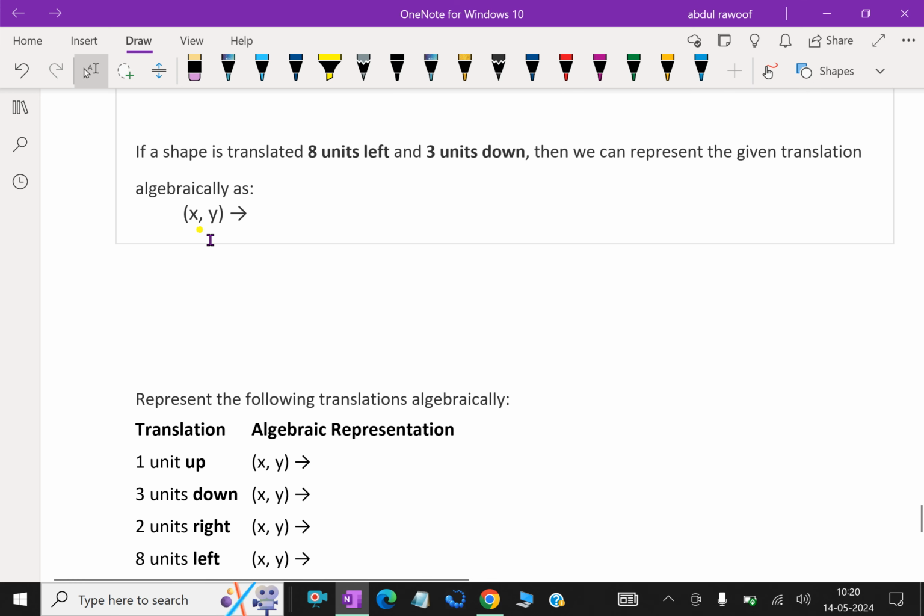Now, if a shape is translated 8 units left and 3 units down, it becomes 8 units left, that is x - 8, and 3 units down, that's y - 3. The point becomes like this translation.